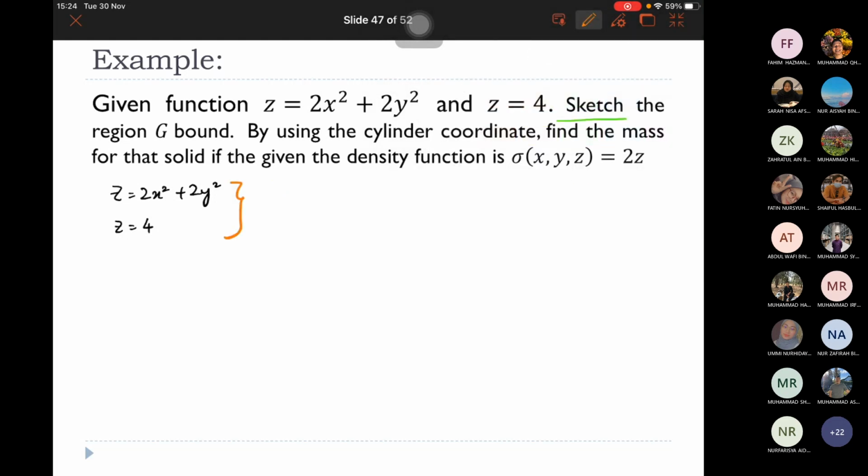Let's say this is the first equation, this is the second equation. First, second equation, and then 2 in 1. So we will get 4 equals 2x squared plus 2y squared. So when x equals 0, 2y squared equals 4. y will be equal to plus minus root 2.